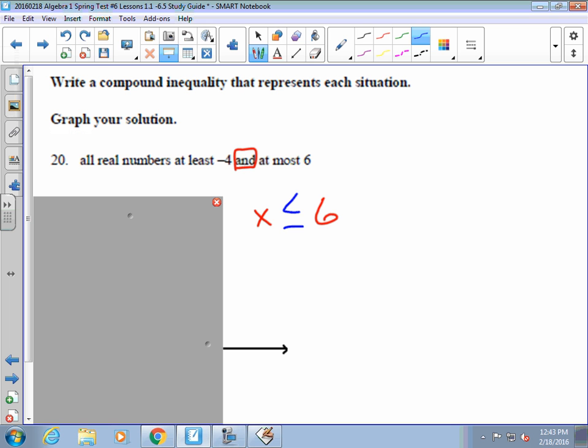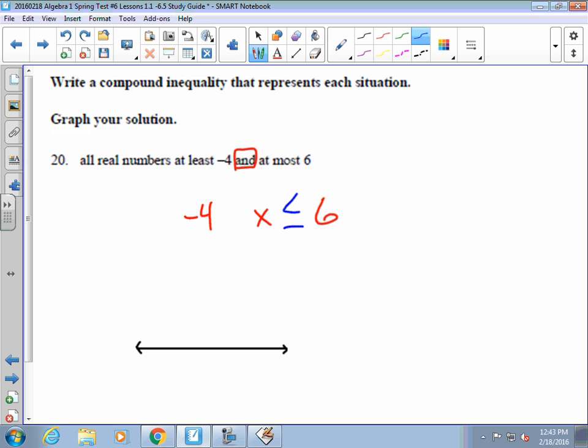Remember, when you're making a compound inequality, the symbols have to face the same direction, which means this one has to go the same way. It says it has to be at least negative 4. That means negative 4 is also acceptable, which means it will be equal to this one as well. This is your compound inequality then. Negative 4 is less than or equal to x and less than or equal to 6.